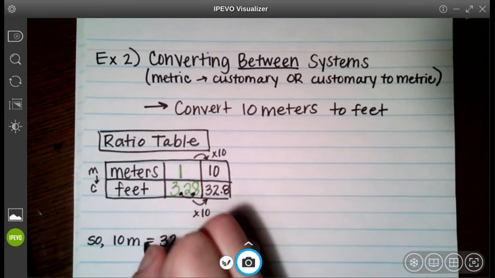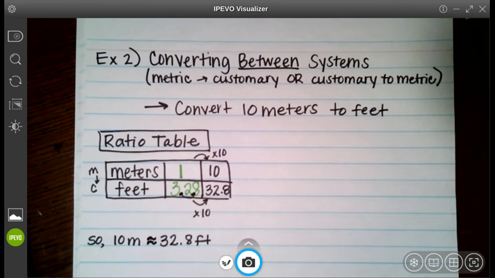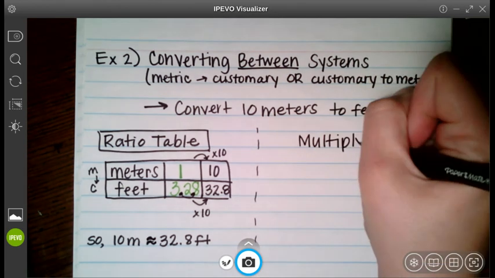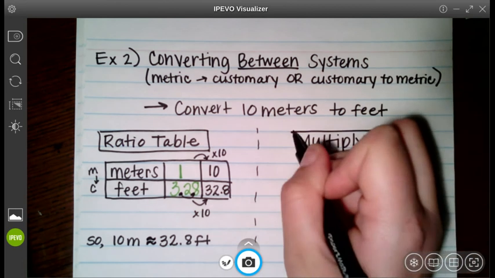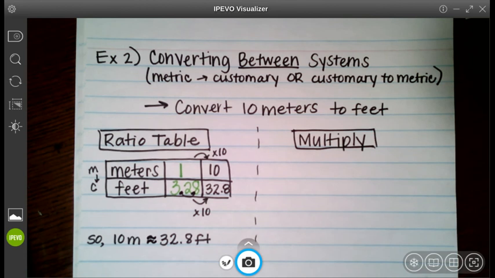And actually, I want to go back and make sure that these are squiggly lines. It's approximately. When we're going between systems, it's not an exact conversion, but we can get pretty close. Okay, my next strategy would be to multiply and cancel, multiply by a conversion factor. This is where I'm setting it up more like a fraction. Once you get comfortable with one or the other of these strategies, feel free to run with that. Right now we're just learning, so it's whatever you're comfortable with.